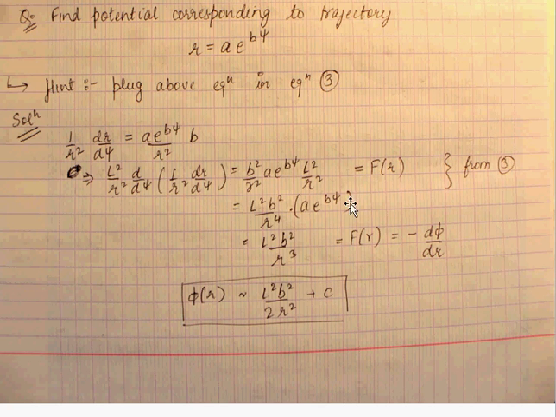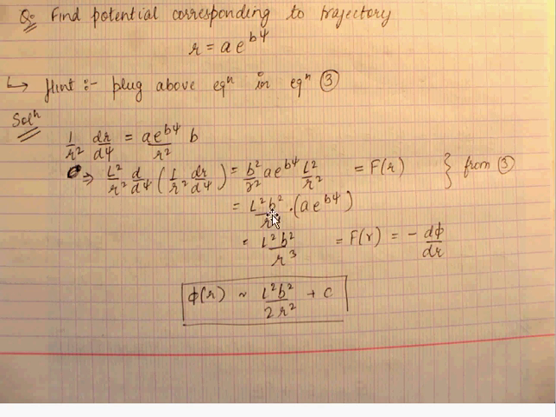Times A, B psi, and from the equation you know that A, E, B psi is basically equal to R, so R and R to the power 4 get cancelled, right? And you end up with L square B square over R cube, which is force. Again, you know from equation 3 that you had previously that force equals minus d phi by dr. So this term over here equals minus d phi by dr.